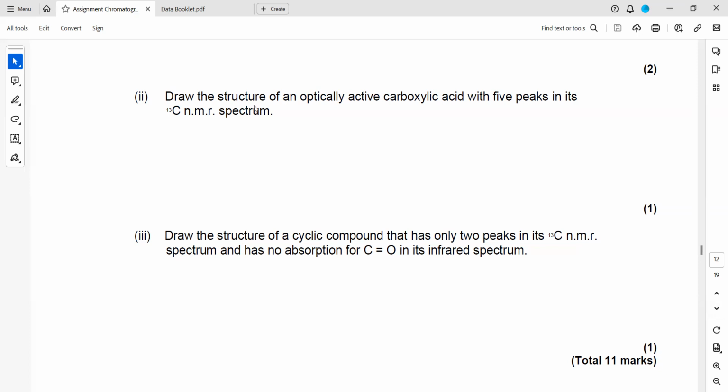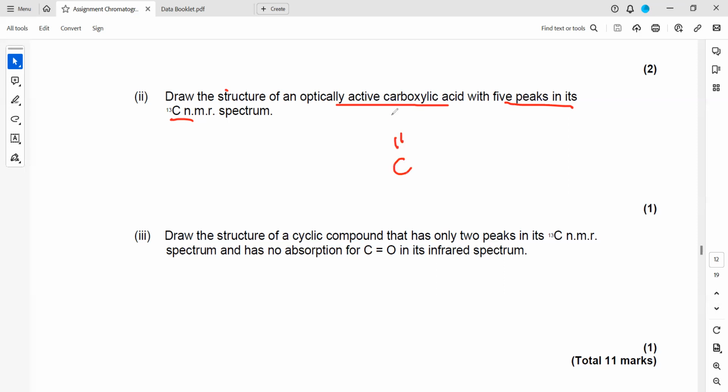So we have to draw the structure of an optically active carboxylic acid. A carboxylic acid which is optically active means that when plane polarized light is passed through, it is affected by the plane polarized light. And it has 5 peaks in its carbon 13 spectrum, meaning it has 5 different carbon environments.